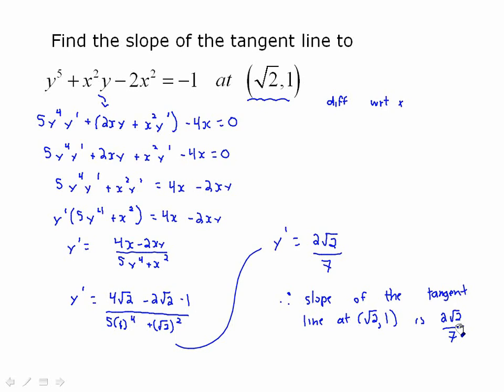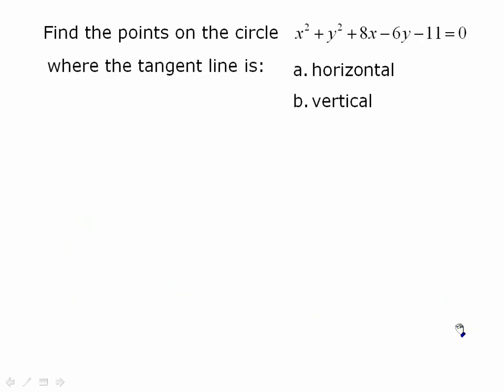Let's try a couple more questions. Find the points in the circle where the tangent line is A, horizontal, and B, vertical. Really common questions. Now this is described as a circle. For those of you who took 30 Pure might recognize it being in general form. It is a circle. And interesting with a circle is that at some point we would expect the tangent line to be horizontal and vertical.